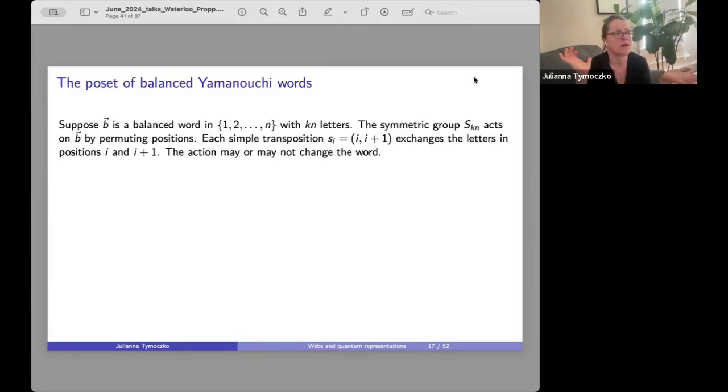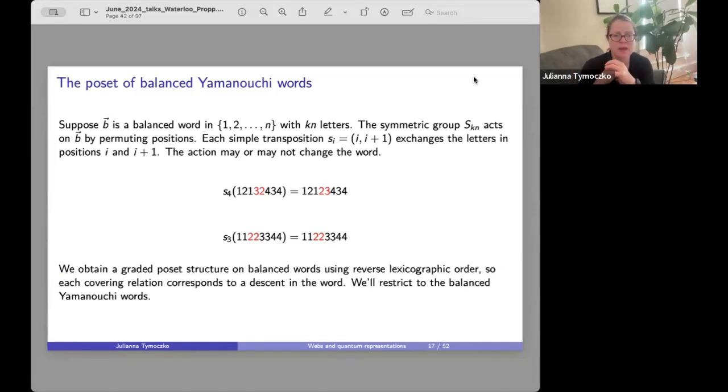Balanced Yamanouchi words are, as you know, classical objects. The symmetric group also acts on these words by permuting positions. Think of it as you can exchange the i and i plus first position. This might or might not change the word itself. So here, acting on the 4th and 5th position, on the top, we're going to exchange 3 and 2. In the bottom, they happen to be the same, so there's no action there.